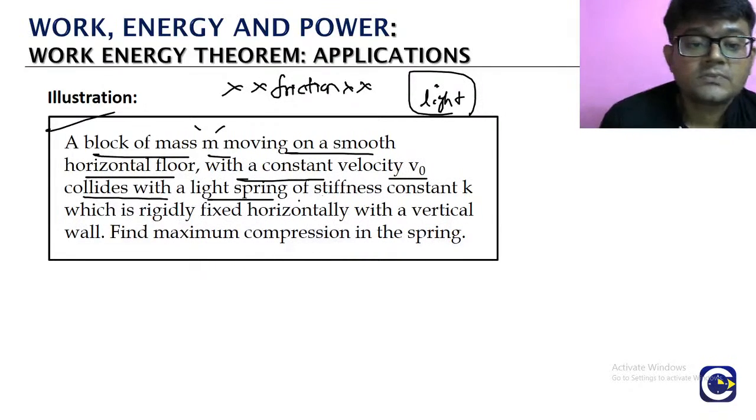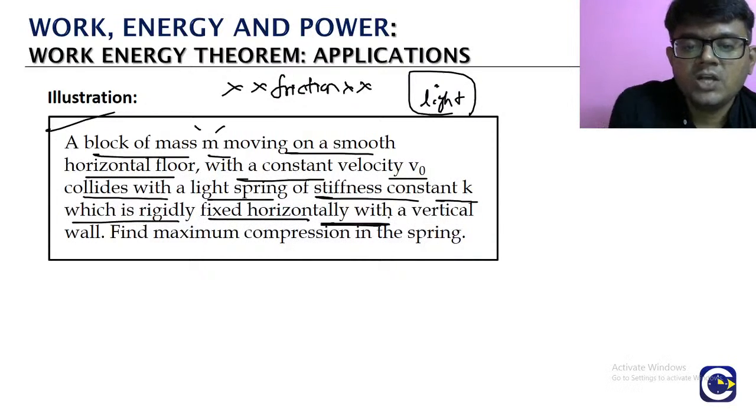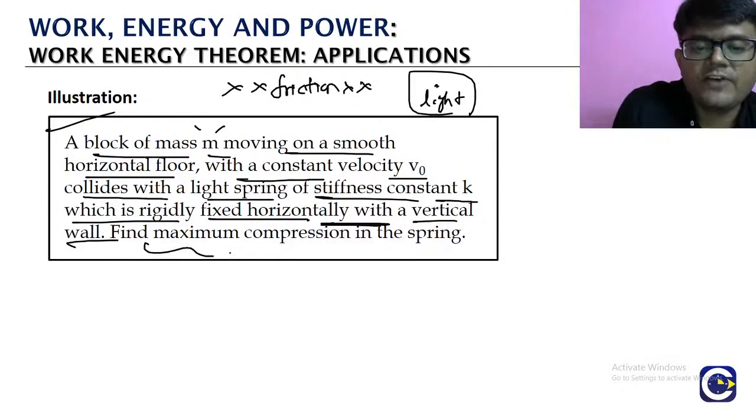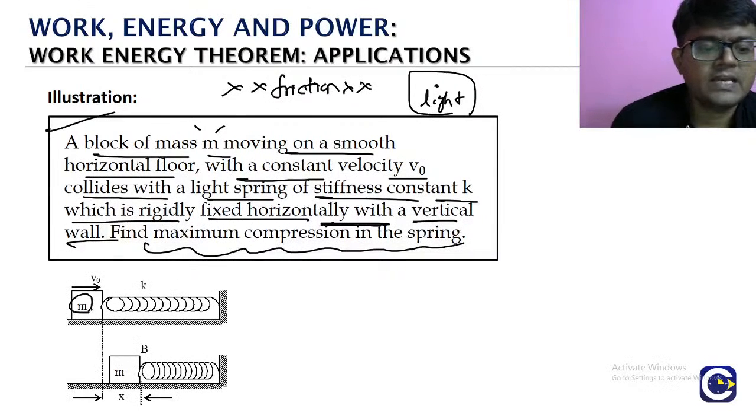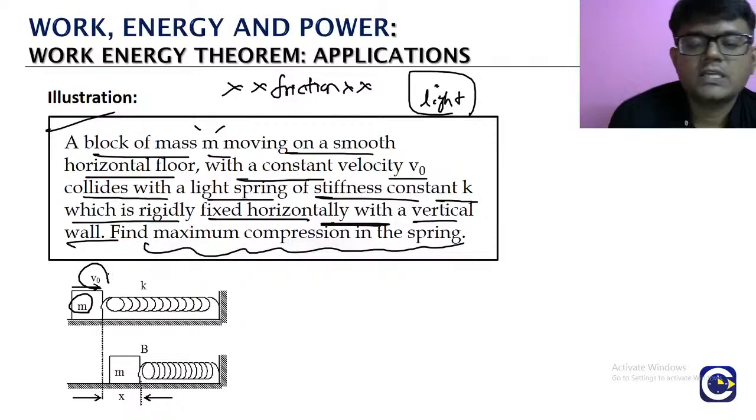No mass. It collides with a light spring of stiffness constant k, which is rigidly fixed in the horizontal position with a vertical wall. Find maximum compression in the spring. So look at the situation. We are having a block. It is moving with a constant velocity v0, coming and colliding with the spring.